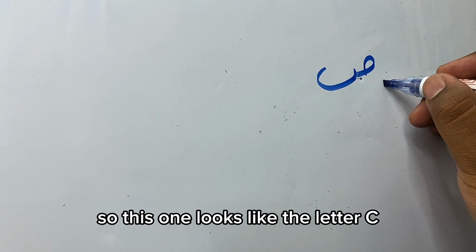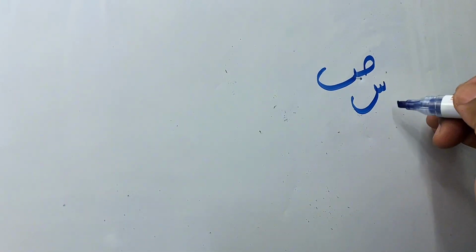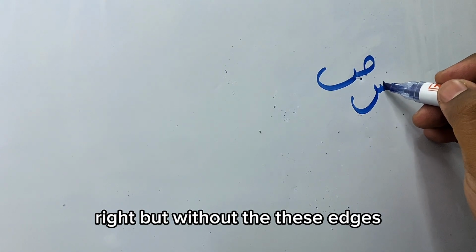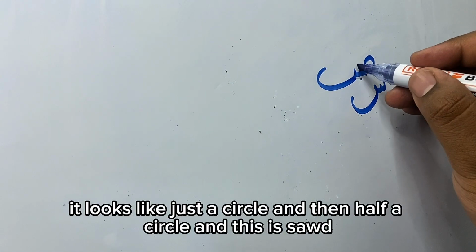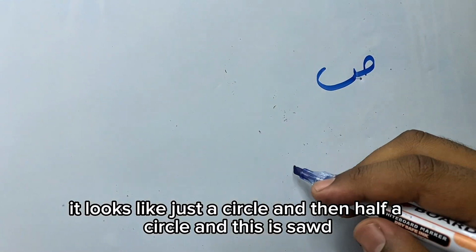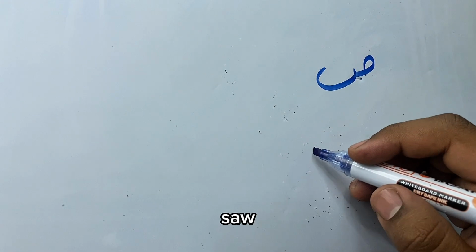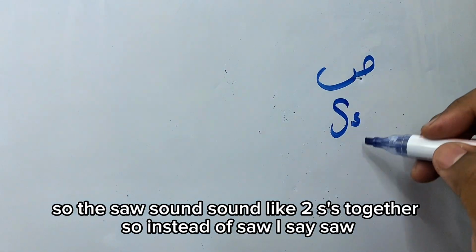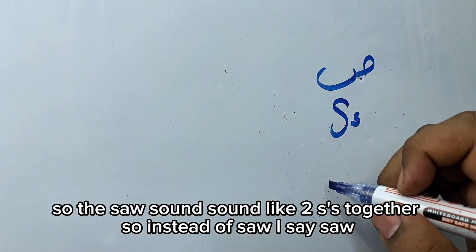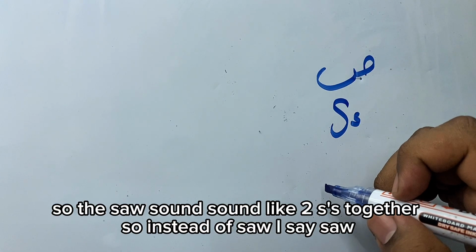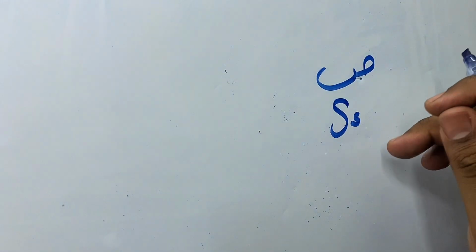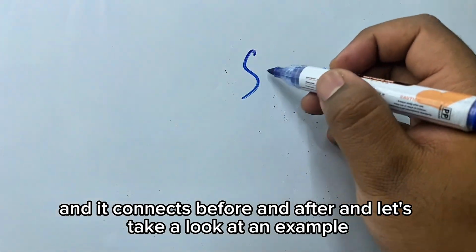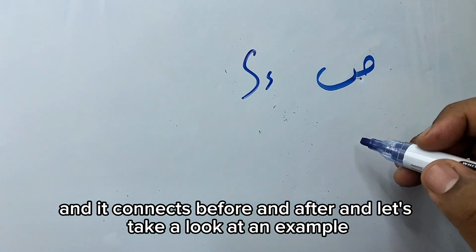So this one looks like the letter Seen, right? But without these edges. It looks like just a circle and then half a circle. And this is Sod. So the sound is like two S's together. So instead of s, I say so. And it connects before and after. And let's take a look at an example.